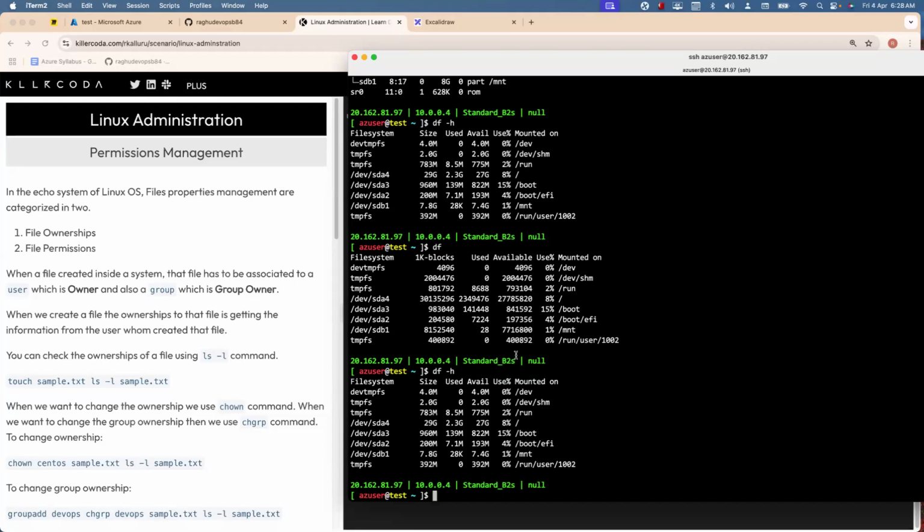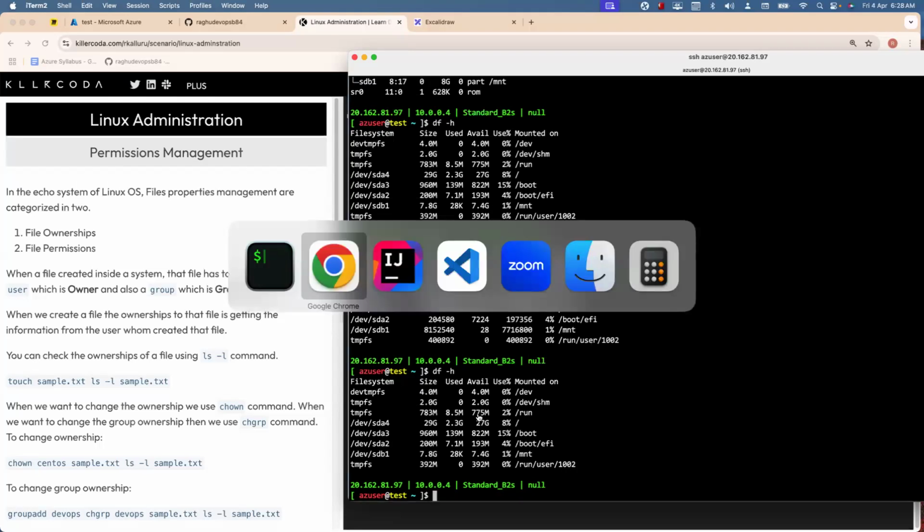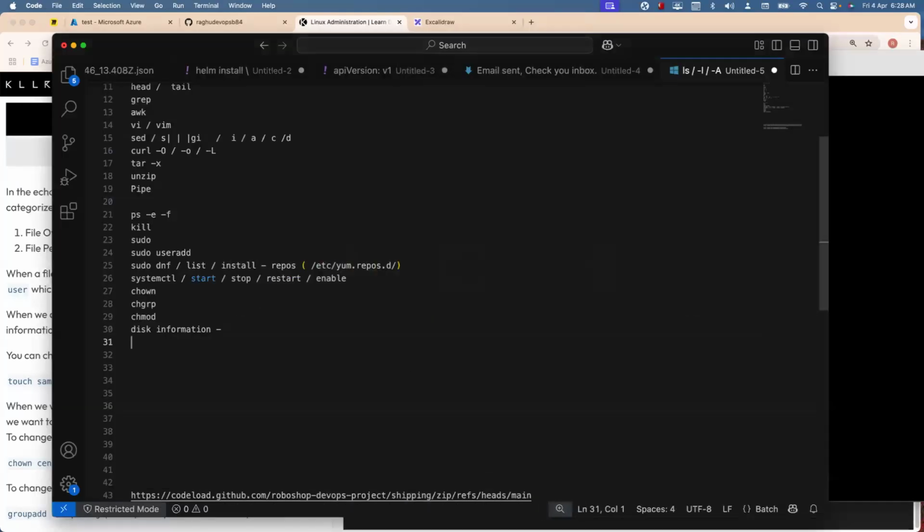There are certain more commands, by the way, which will come when we hit the problems. We'll see how to increase the disk size, by the way. We'll go through some problems, and at that time we'll talk about it. But for now, for information's sake, I am okay if you know the lsblk and df commands. These are the two commands.